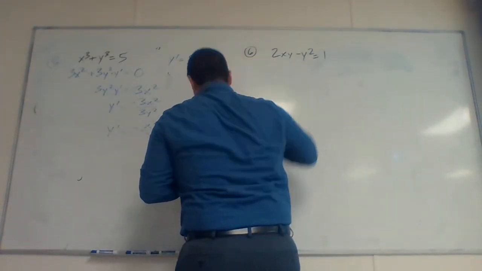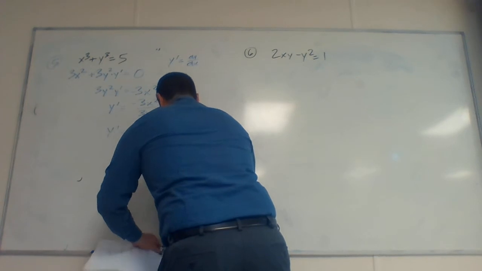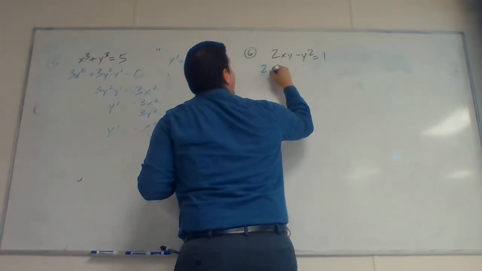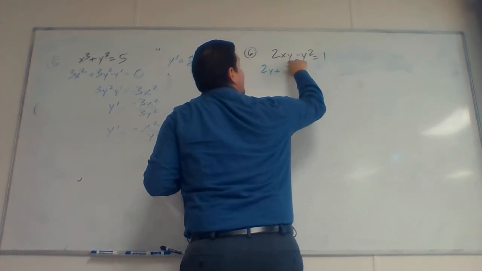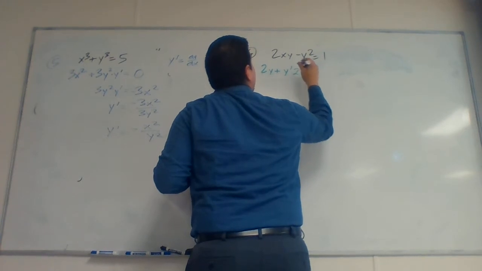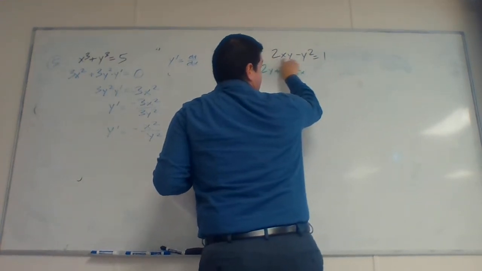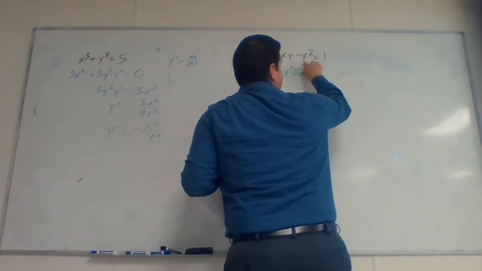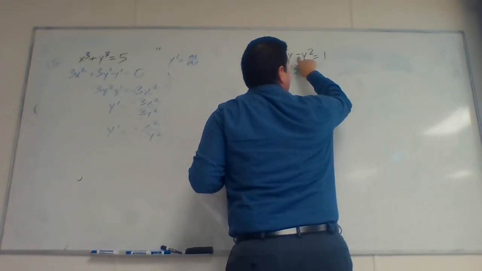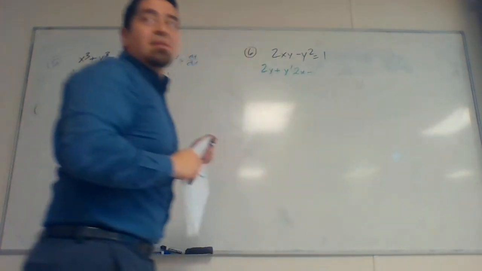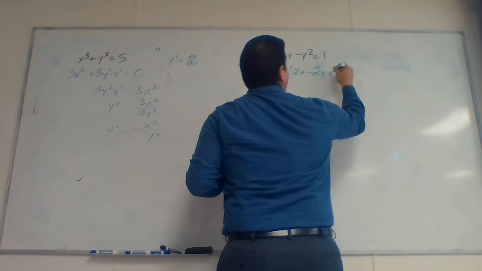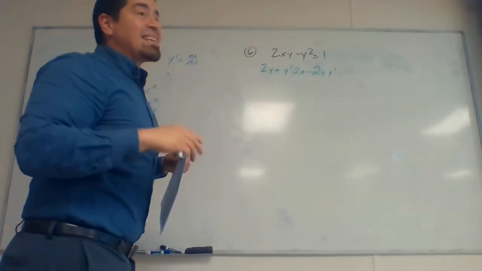The derivative of the first is 2, times the second unchanged, y, plus the derivative of the second, y prime, times the first, 2x. So that's how we found that derivative. The derivative of minus y squared is minus 2y times y prime, because this is with respect to x.